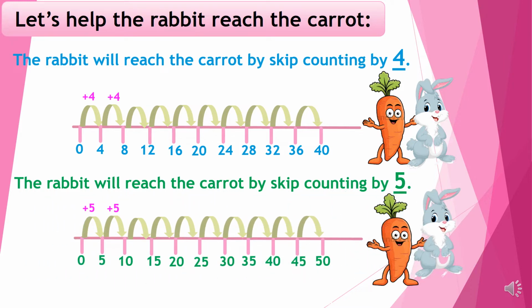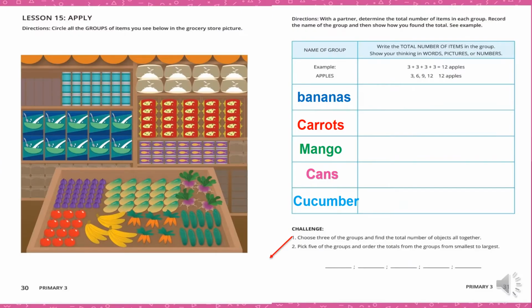Great, Bunny, you reached your carrot. Lesson 15, the apply part. Here we have the grocery store picture. It's like our grocery store, okay? Here we have some fruits and vegetables, and they are arranged in arrays and groups.